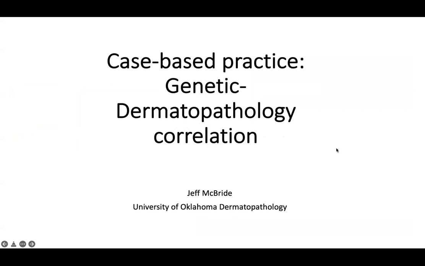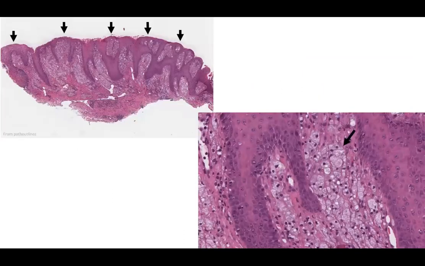All right, so this lecture is case-based practice, genetic dermatopathology correlation. The goal of this lecture is to give you some examples of still-based images of dermatopathology and the concept of linking the diagnosis to genetic disease and understanding the relationship between pathology as well as mechanism of disease. So we'll start with the first case.